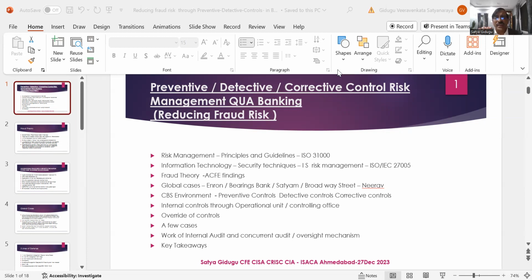So the regulator in the banking sector, Reserve Bank of India, gives all the direction to the MD of the bank and the directors of the bank. Those at the highest level, they are responsible for the oversight function on the risk management frameworks. And in the CBS core banking system environment, I'll be discussing some preventive controls, detective controls, and corrective controls. Preventive controls and detective controls, I'll be discussing with you in an information system, in a banking environment.